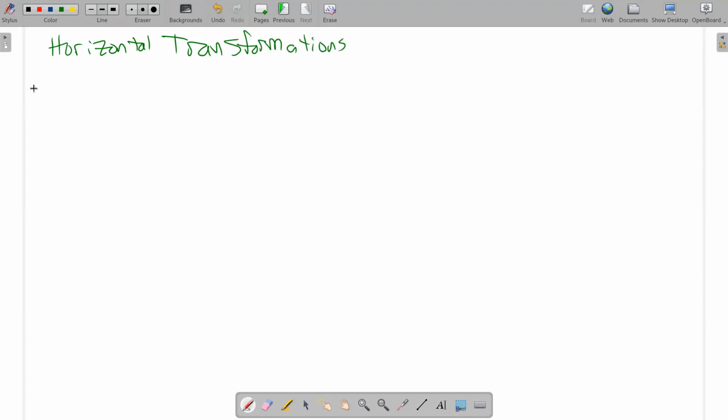So horizontal transformations, what kinds can we have? Given some original function, y equals f of x, we could do an addition inside, something like f of x plus a. And one of two things will happen depending on whether a is positive or negative. This is going to be a horizontal shift.